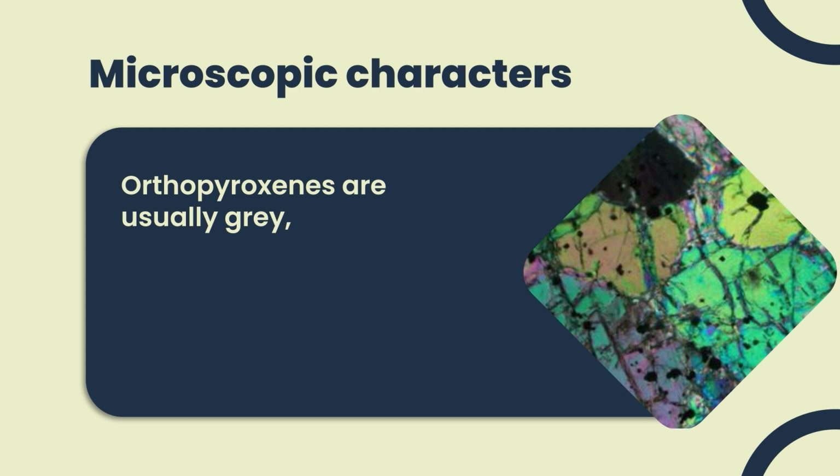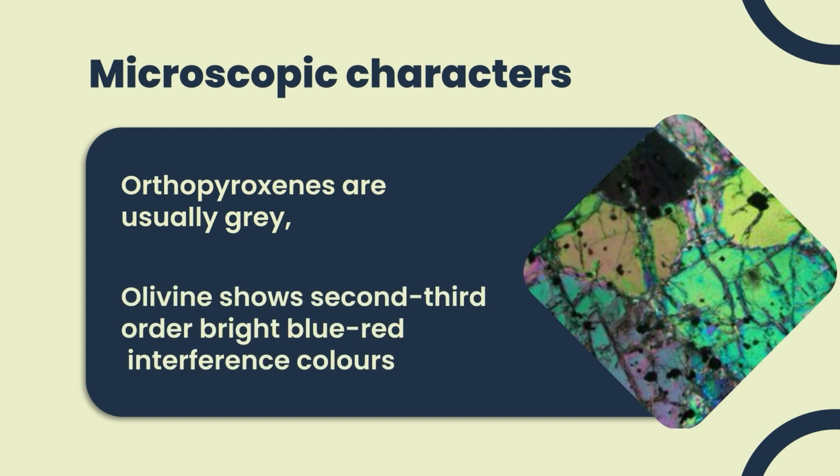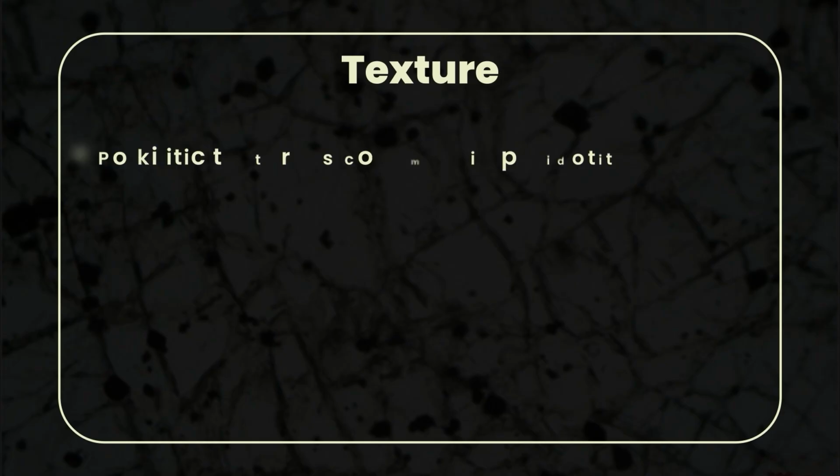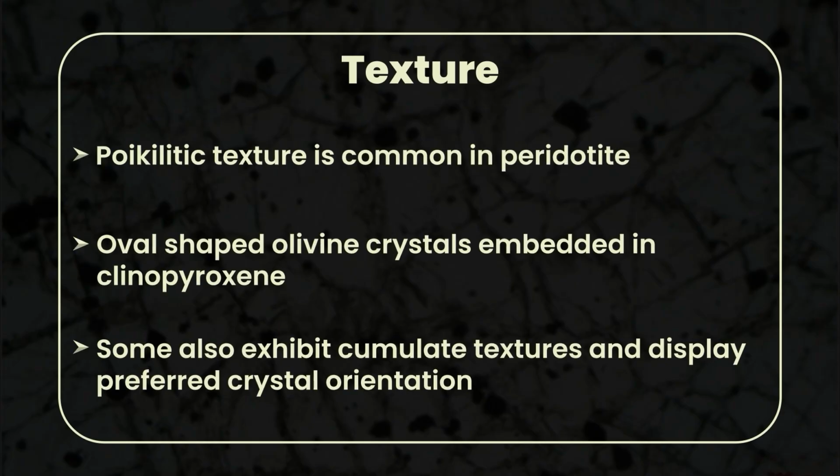Orthopyroxenes are usually gray. Olivine shows second to third order bright blue and red interference colors, which imparts a highly colorful view to the rock when we see it under crossed nicols. In the rock you just saw, poikilitic texture is common in peridotite. Poikilitic texture is formed when finer grains are included within coarser grains. Oval shaped olivine crystals get embedded in clinopyroxene and some also exhibit cumulate textures and display preferred crystal orientation.